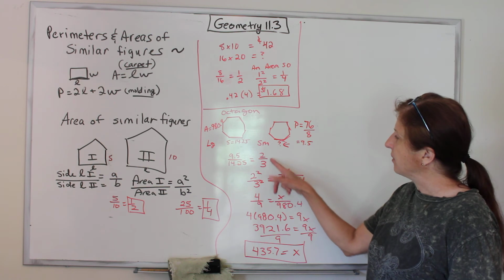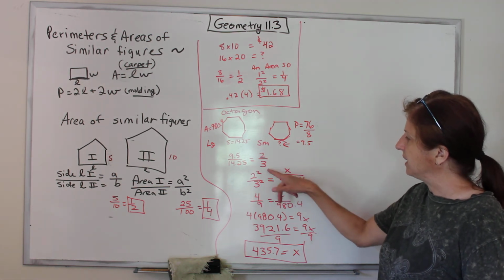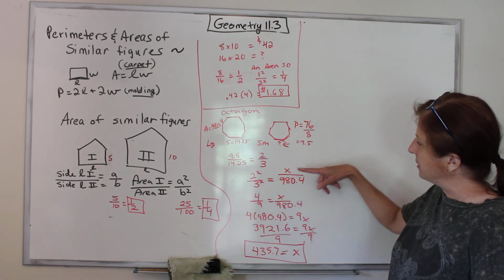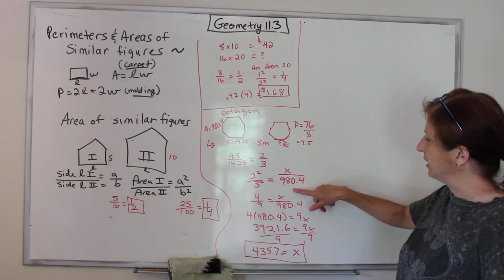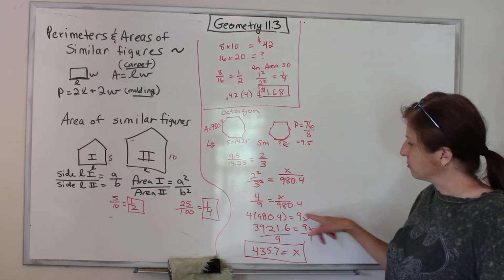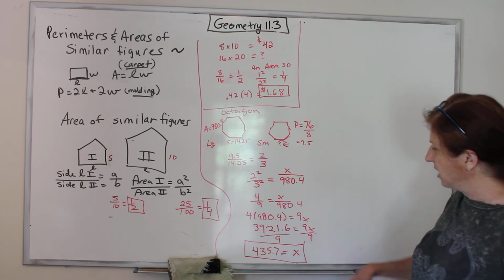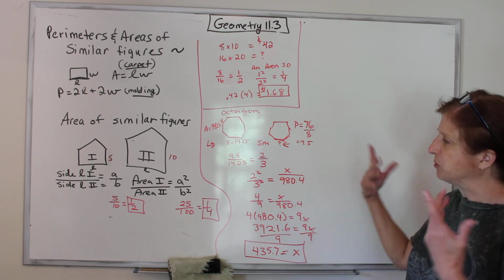All right, so if this is the relationship of the sides, the relationship of the area is that squared. And so this is the small area to the big, our unknown small area to the big. So we cross multiply, solve for x, and we get that x is 435.7. Is that reasonable? Yes.